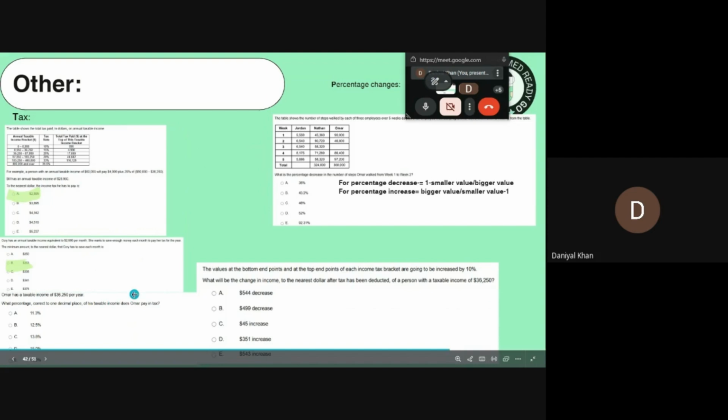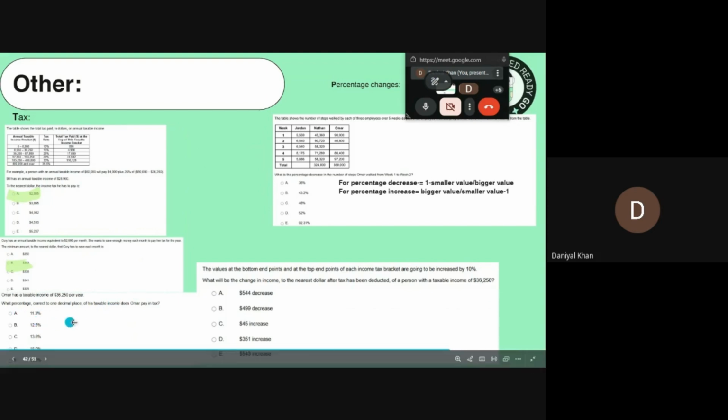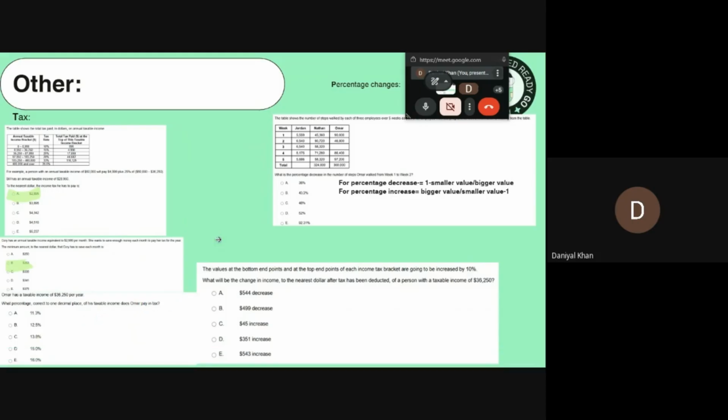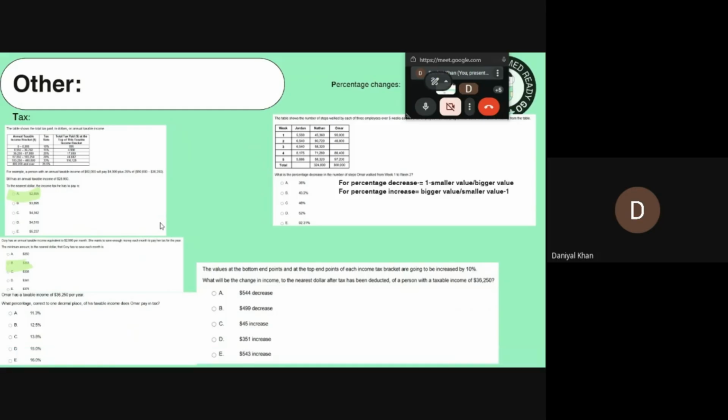So Omar has a taxable income of $36,250 per year. What percentage, correct to one decimal place, of his taxable income does Omar pay in tax? So $36,250. Now, over here, there's something that many people do. This is actually a really simple question. There's something that many people do, and it's really just a common mistake. So don't really fall for it.